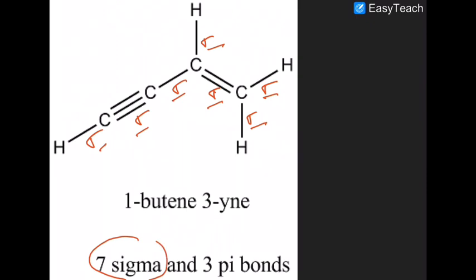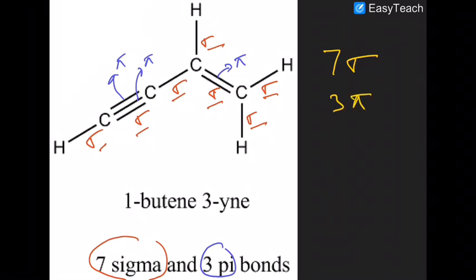Now the next thing: how many pi bonds are there? This bond is pi, this bond is pi, and this bond is also pi. So there are 3 pi bonds. So in this compound, you have 7 sigma and 3 pi bonds.